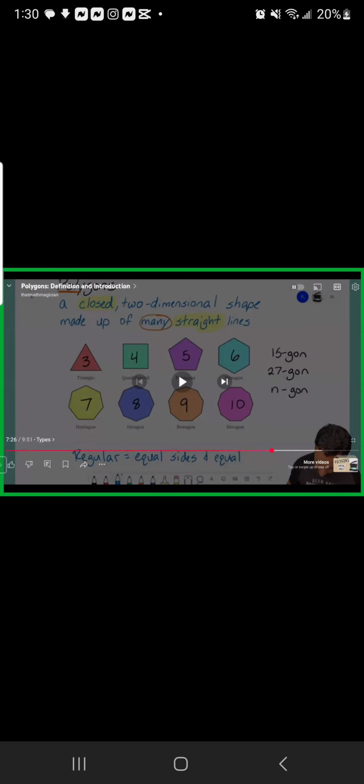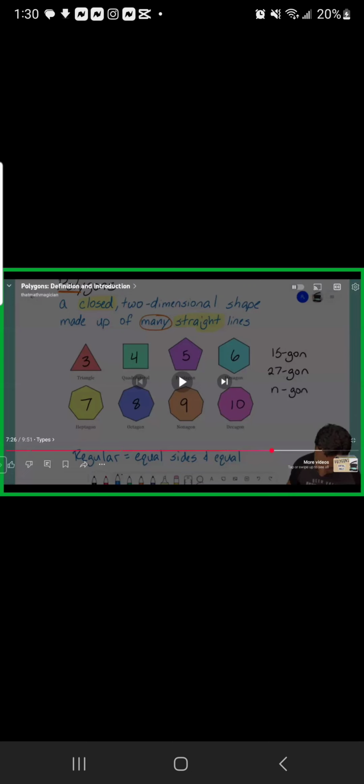Skip a line, write regular polygons, and I want you to underline that or highlight it or put a bubble around it, as I say. Sometimes we do different things to highlight important information in our notebook. So a regular polygon, underline that or highlight it or put a little bubble around it and make a note that regular polygons have equal sides and equal angles.